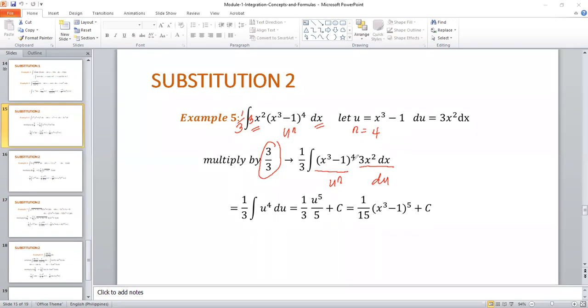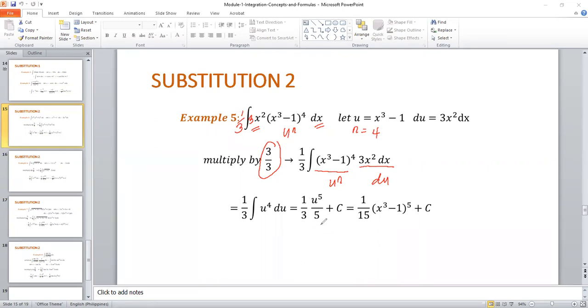So if you use power rule for u raised to 4, that would be 1/3 u raised to 5 over 5. And what is the u? You go back here. It's x cubed minus 1. And you just affix the 5 here. And you multiply the 3 and the 5 in the denominator. Do you get it?